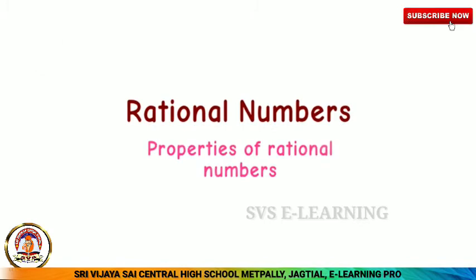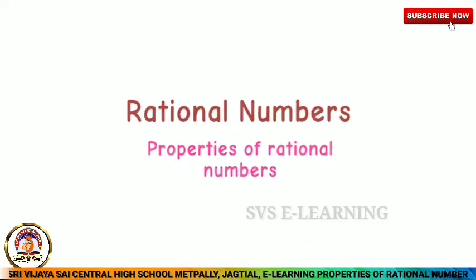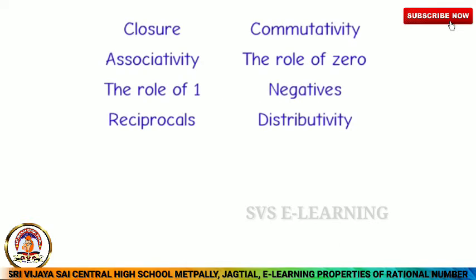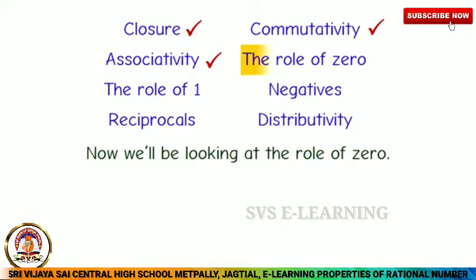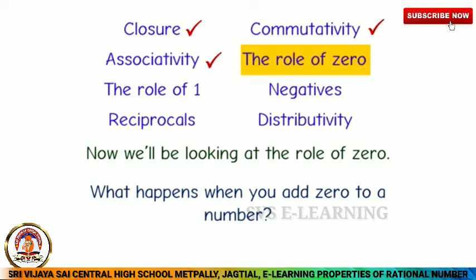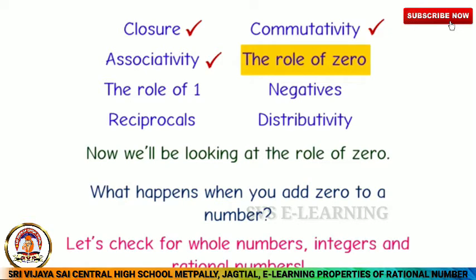Rational numbers. Properties of rational numbers. We've understood what is closure property, commutativity, and associativity of the rational numbers. Now, we'll be looking at the role of 0. What happens when you add 0 to a number? Let's check for whole numbers, integers, and rational numbers.